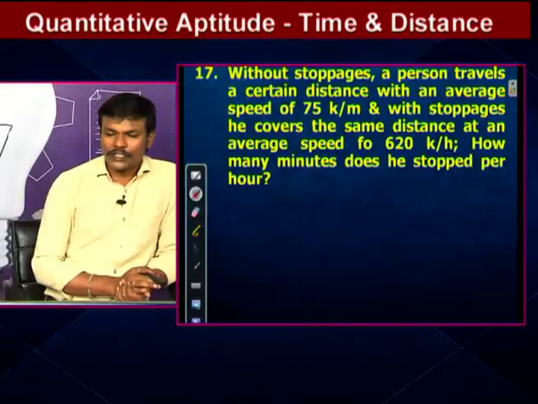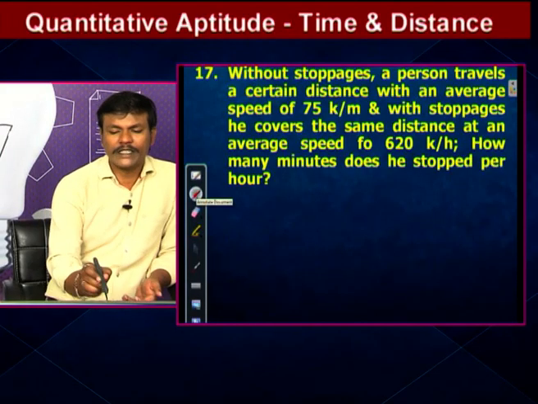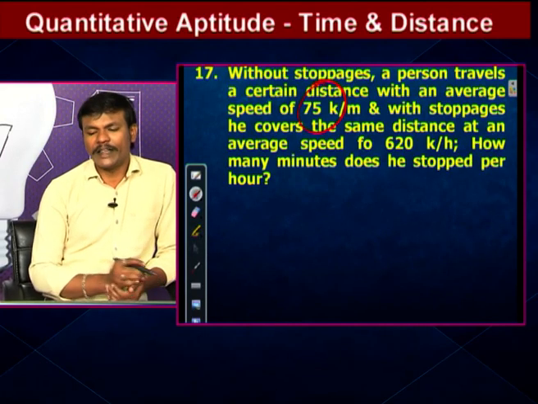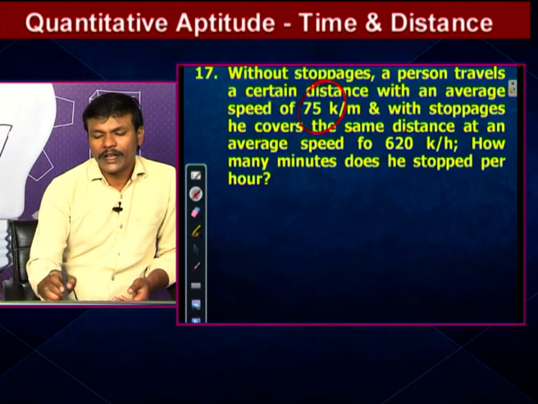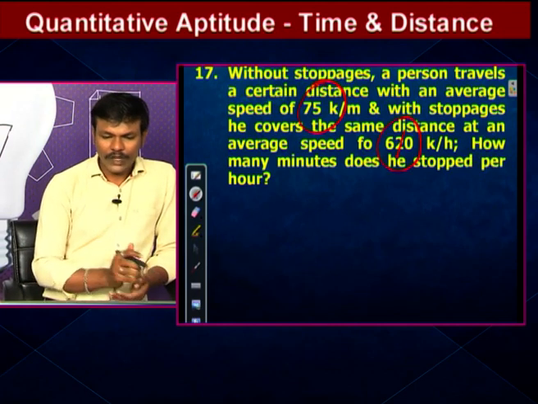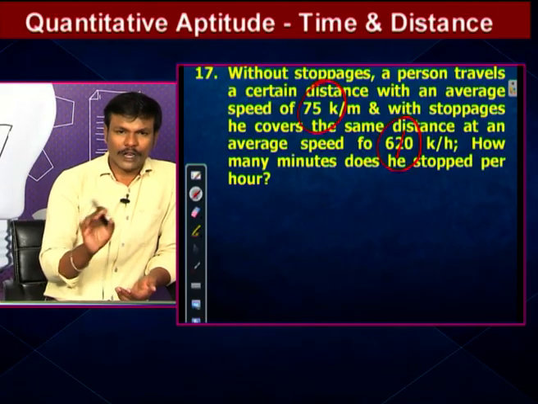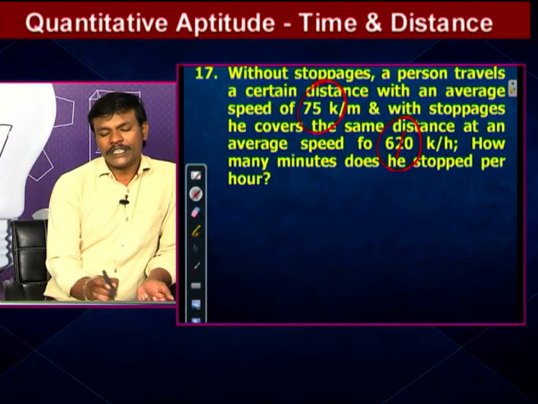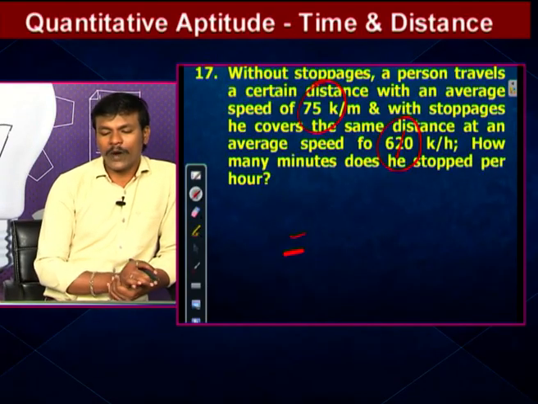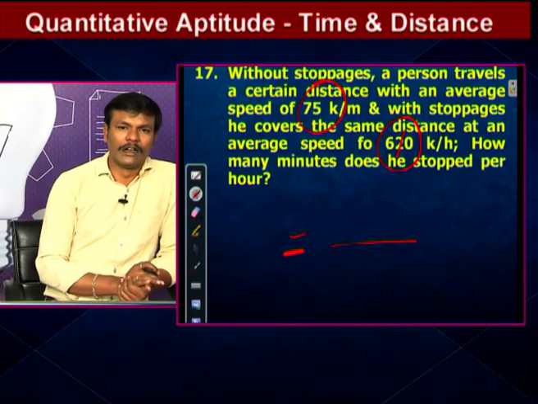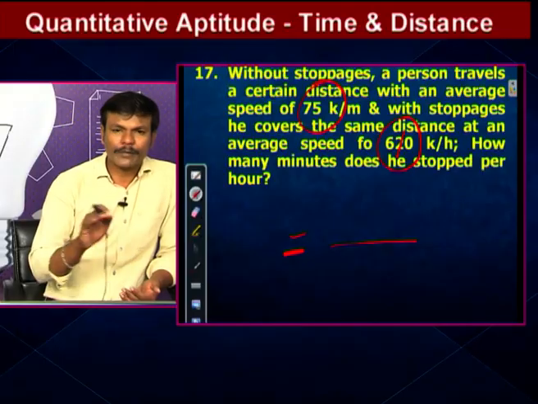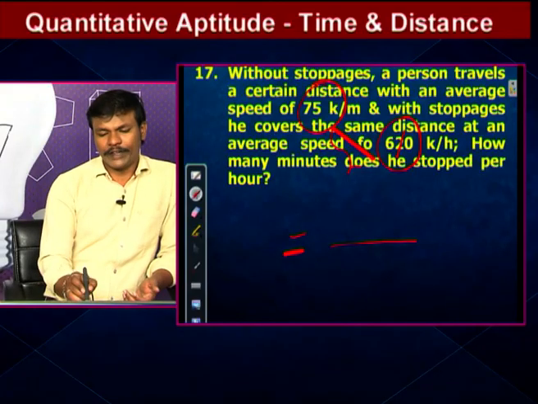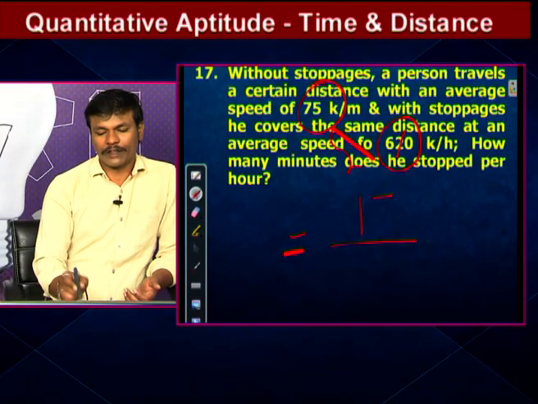Next one is, without stoppages a person travels a certain distance with an average speed of 75 km per hour. With stoppages, he covers the same distance at an average speed of 60 km per hour. So, with stoppages or without stoppages, we have both speeds. Without stoppages, we are using in the calculation part. What is the speed without stoppages? 75 km. When he is going with stoppages, what is the speed? 60 km per hour. How many kilometers difference? 15 kilometers are different.